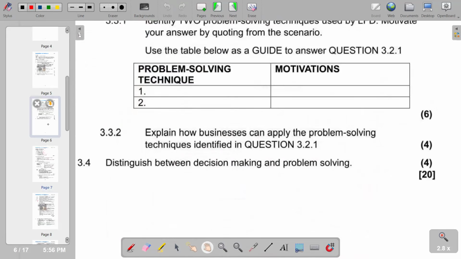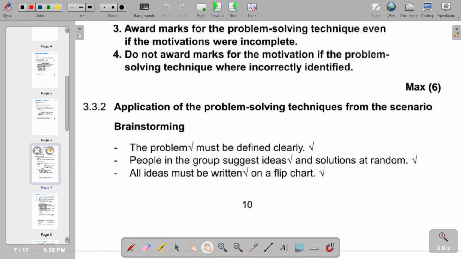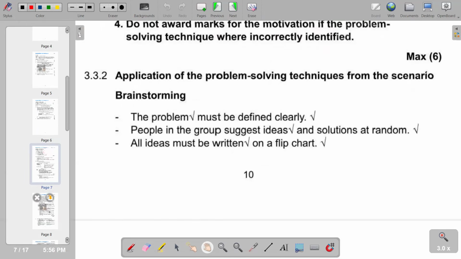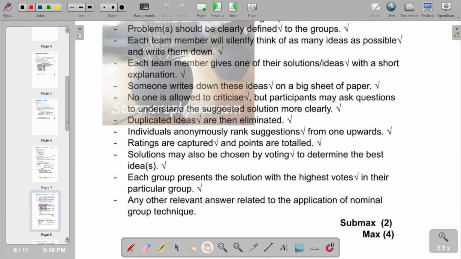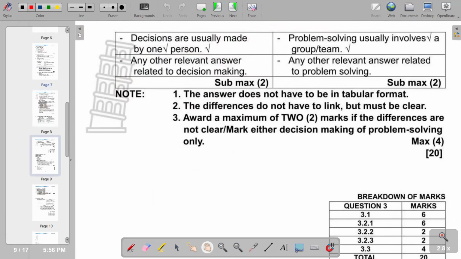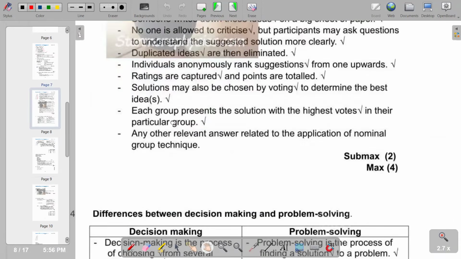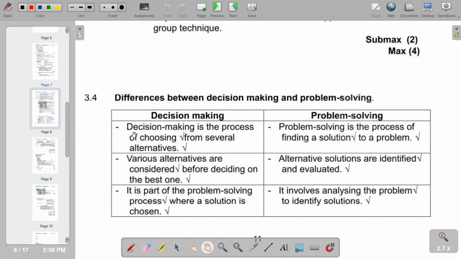So this is what we have, and then we move on to 3.4, which is: distinguish between decision making and problem solving. So we need to come up with the differences that exist between decision making and problem solving. You'd see that we have them also in table form. Decision making is the process of choosing from several alternatives, whereas problem solving is the process of finding a solution to a problem. In decision making, various alternatives are considered before deciding on the best one. In problem solving, alternative solutions are identified and evaluated. Decision making is part of the problem-solving process where a solution is chosen. Problem solving involves analyzing the problem to identify a solution.